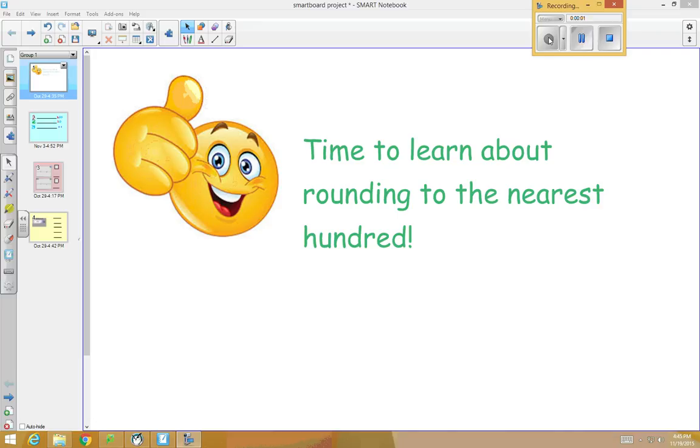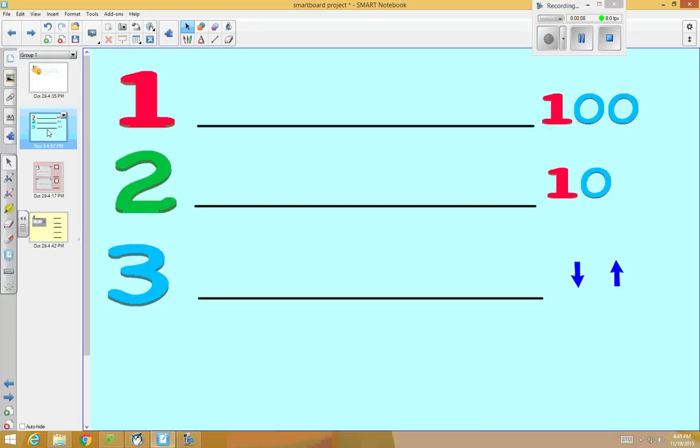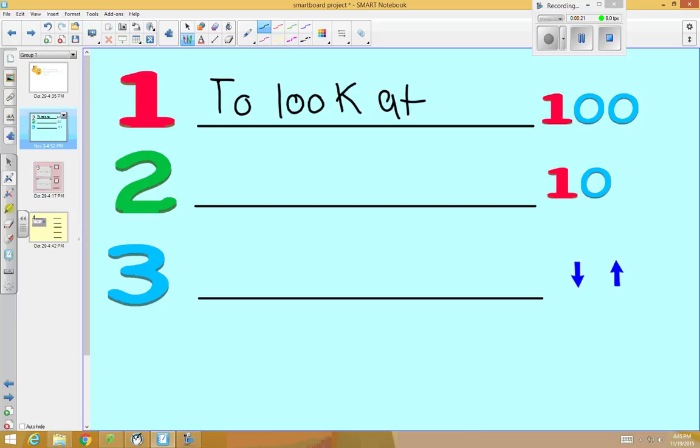Alright, so today we're going to learn a lesson on how to round numbers to their nearest hundred. First, we're going to go over some rules. So whenever we see a number, the first thing that we have to do is remember rule number 1, which is look at the number that's in the hundreds place. Does everyone know where the hundreds place is in a number? Good, awesome.